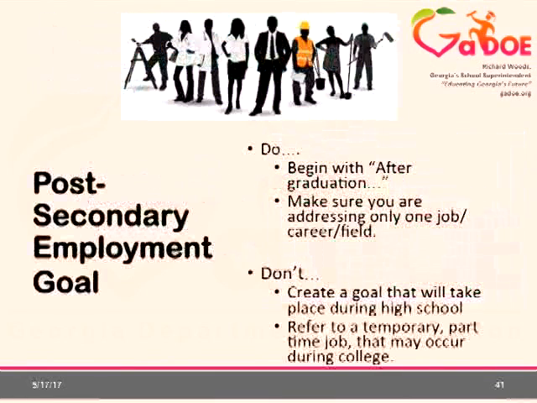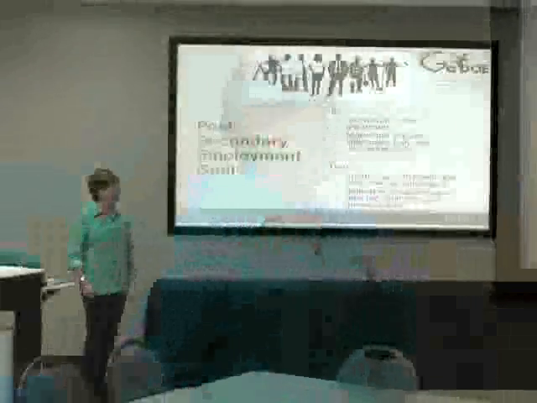And so let's start with employment. So every student has to come up with a post-secondary employment goal. And when we talk about post-secondary employment, we're not talking about that little part-time job that they are involved in while they're going to college. We're talking about their eventual employment goal after college or after whatever training they go through. Okay, that eventual employment goal.